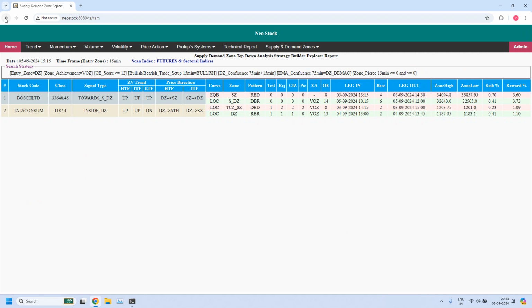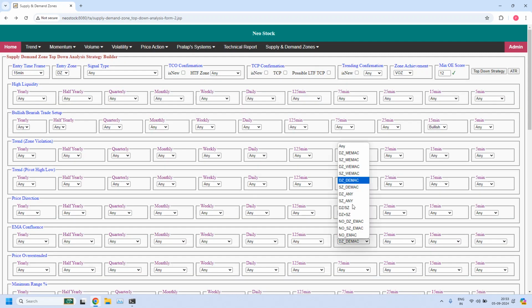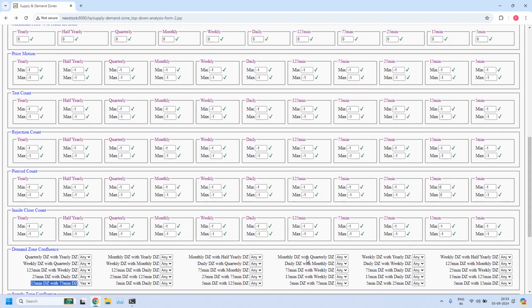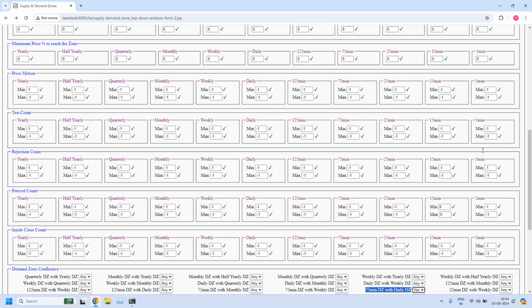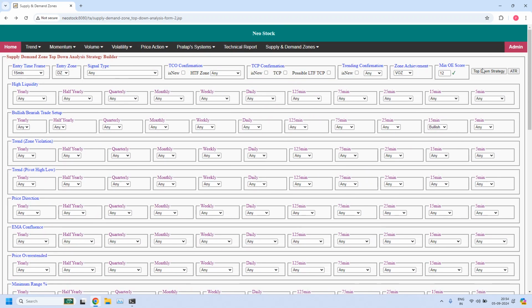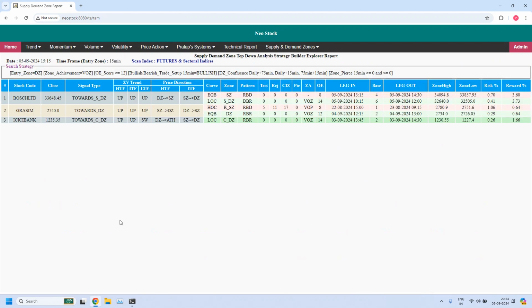Next, let us see LTF, ITF, HTF confluence. So I have to remove this EMA filter. 15 minutes with 75, next 15 minutes with the daily, and also 75 with the daily. Let's filter. How many will filter? Let's verify how many will filter. 3 stocks. These 3 stocks are having 15 minutes, 75 minutes and daily confluence.